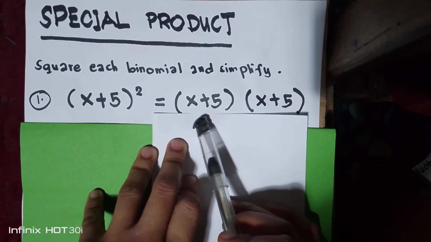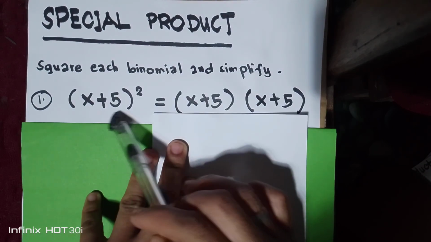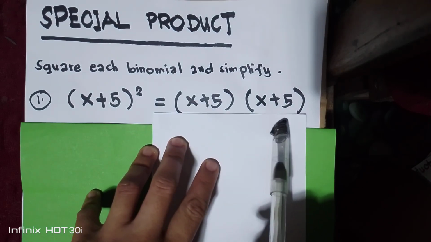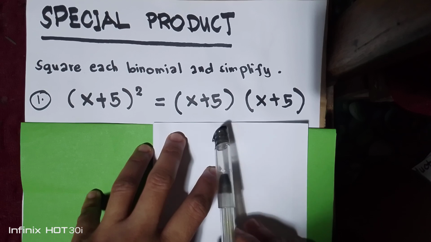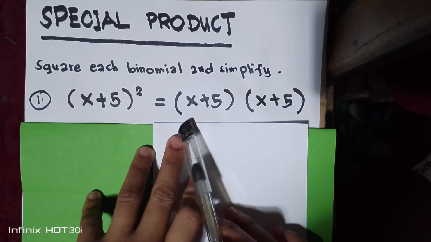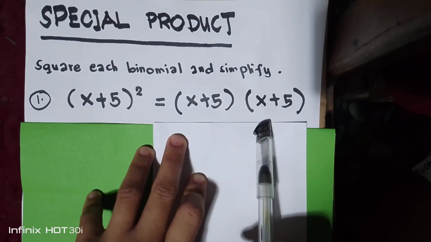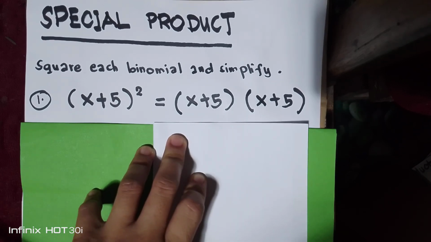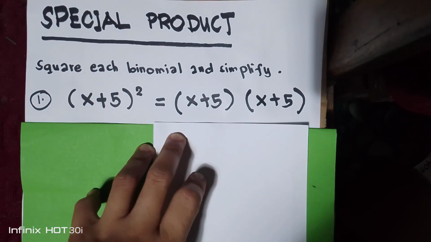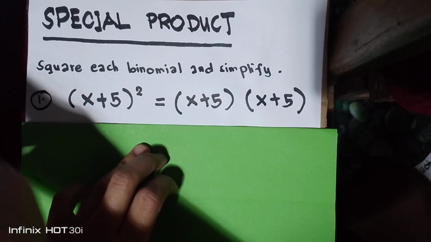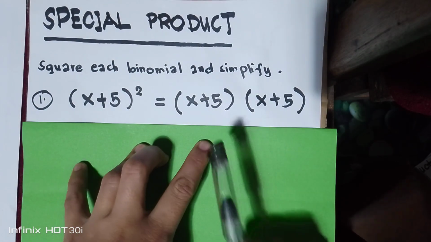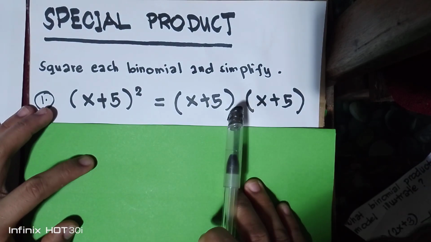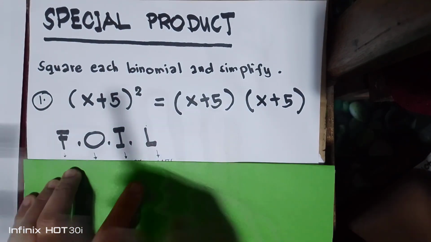So x plus 5 is just equal to x plus 5 multiplied by x plus 5. So you can see here that we have a binomial and another binomial. To multiply these two binomials, we can use the distributive property. But today, we will solve this with a different method, using the FOIL method.